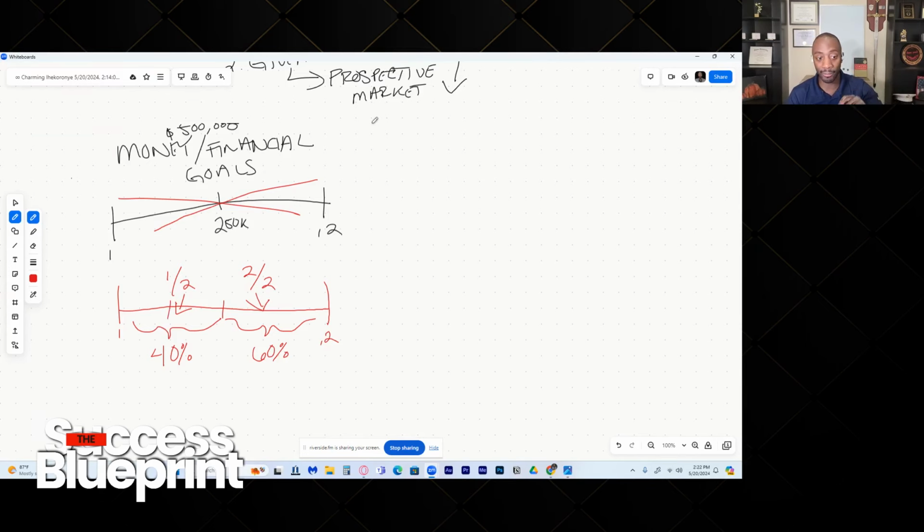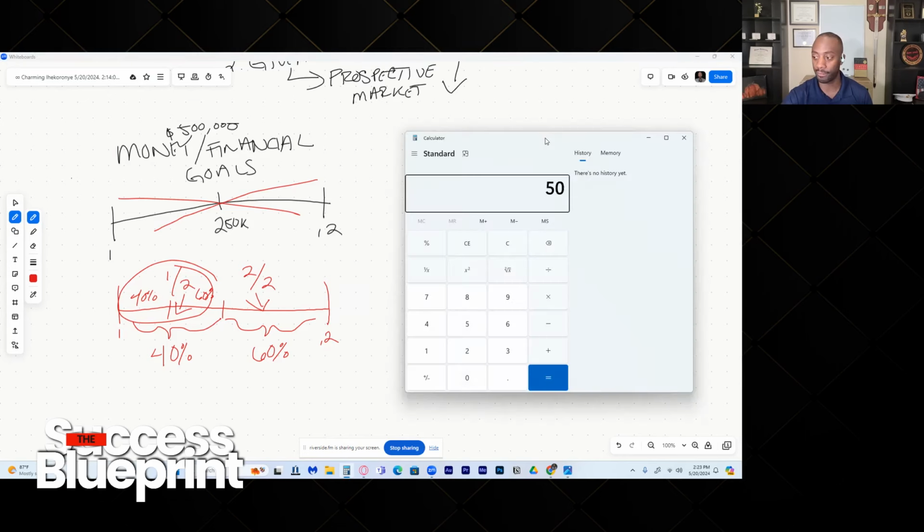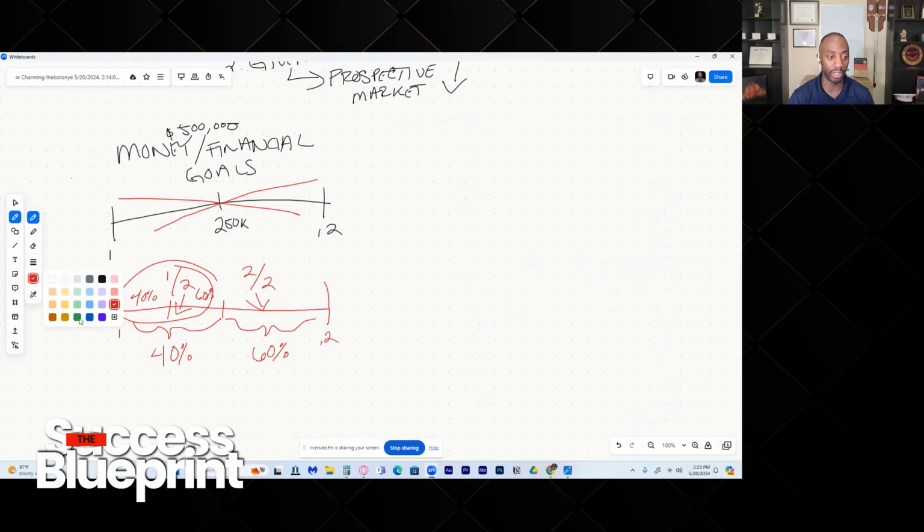And you can even break it down further, right? The first half, 40% of the first half, 60% of the second half of the first half. So your quarters, 40, 60, and then again, 40% and 60%. So in this case, my 40% of 500,000 will be 200,000. I'm gonna make this green for money. So $200,000 needs to be made in the first half, and the last 300 needs to be made in the second half of the year. And that's just because of the momentum.